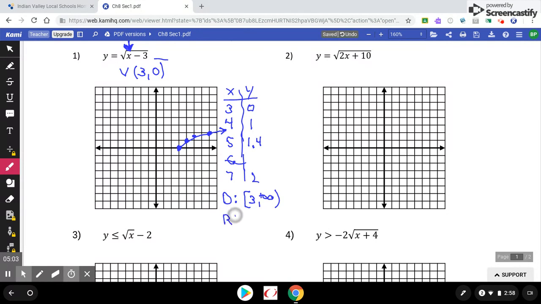So the range is the y-coordinates. The y-axis goes up and down. So just think in terms of how far up and how far down does this graph go. Well, where's the bottom?